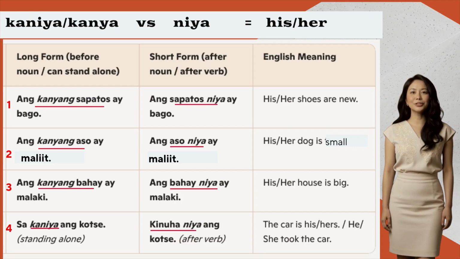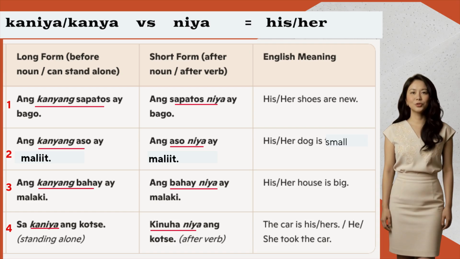Now, let's look at how to say his or her in Tagalog using the long form kanya and the short form niya. So this is kanya versus niya. They mean the same thing, but the difference is in where they appear in the sentence. So here in our table, you'll see 4 examples using different nouns so you can clearly see the pattern. For our first example, ang kanyang sapatos ay bago. Ang sapatos niya ay bago. His or her shoes are new.